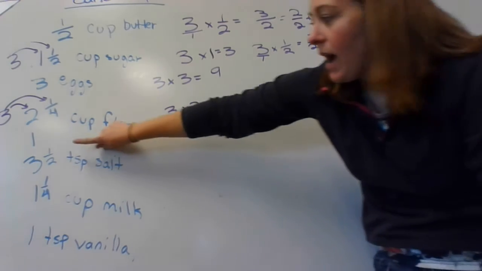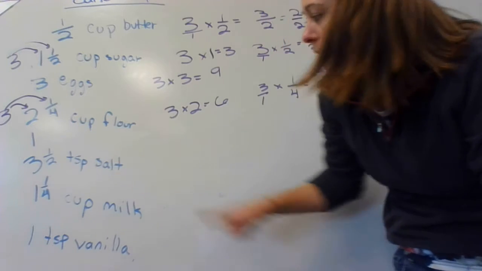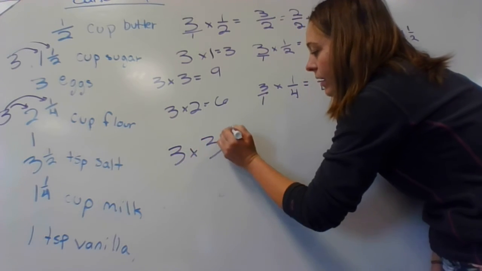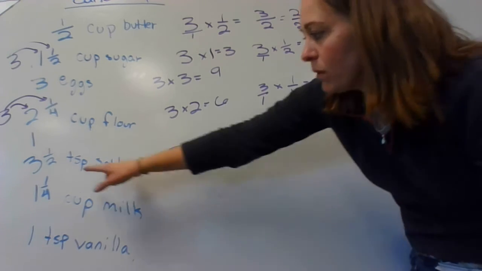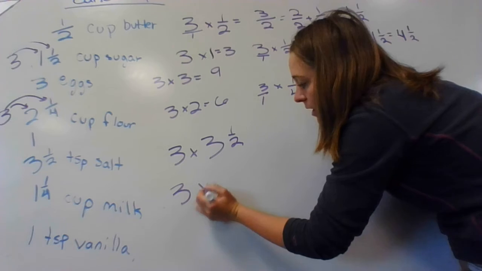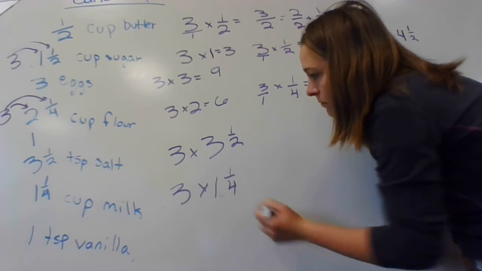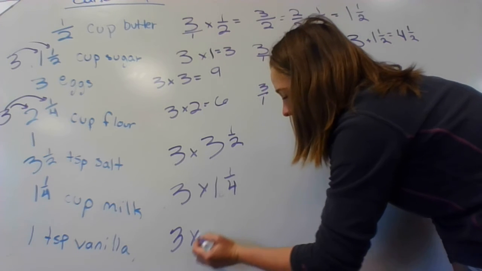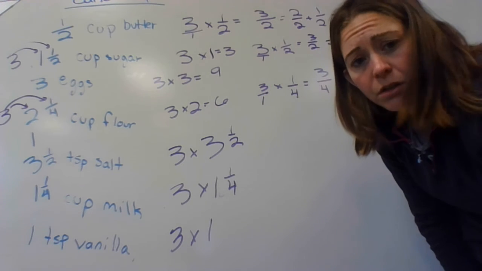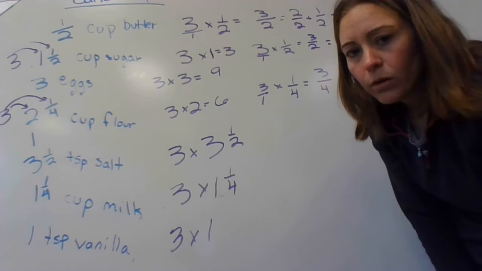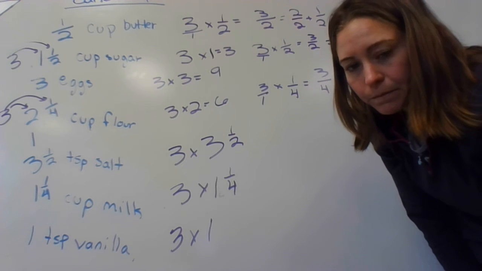So I've got 3 left here. I've got 3 1/2 teaspoons of salt. So I want you to do these on your own. 3 times 3 1/2. Then we've got 1 1/4 cups of milk. So 3 times 1 1/4. And then 1 teaspoon of vanilla. Well, that'll just be 3 times 1. That's a gimme. So go ahead and pause your video for a second. Try to do these 3 on your own. And then we'll give you the answers here in a second.